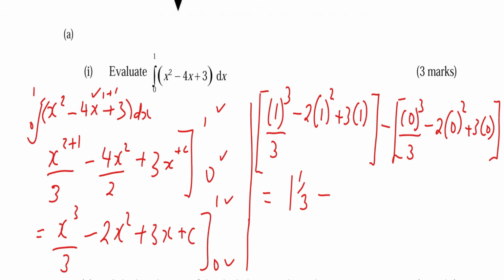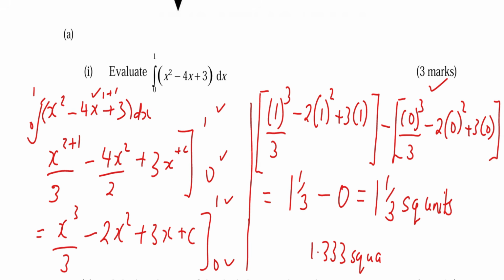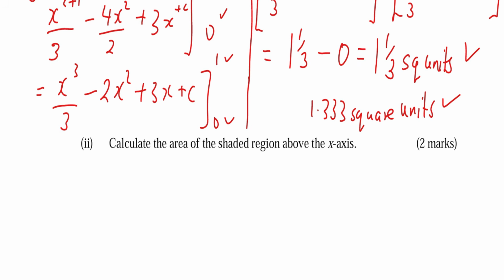Minus it, obviously this one will give you 0. 0 divided by 3, 0. Everything becomes 0. So at the end of the day, you minus it by 0. So your final answer will be 1 over 3 square units, because we're dealing with area. Or you can write it as 1.33 square units. So both are correct answers. Whichever one you use, you get a tick for those answers.